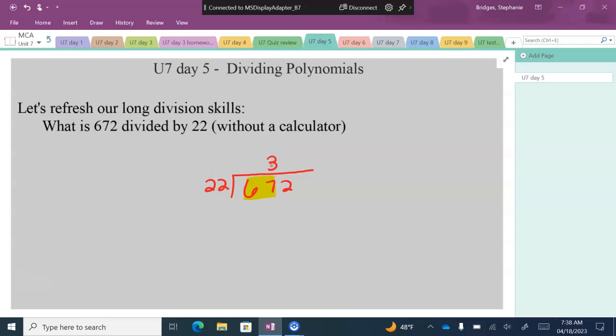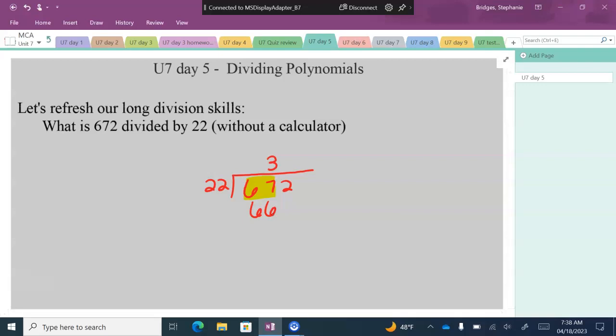Not yet. Where did I get 66 from? 22 times 3, right? So we take the number at the top and we multiply it by the number in front, and we get 66, and we put that under the 2 digits there. Does everybody kind of remember this? All right. And then what do we do?